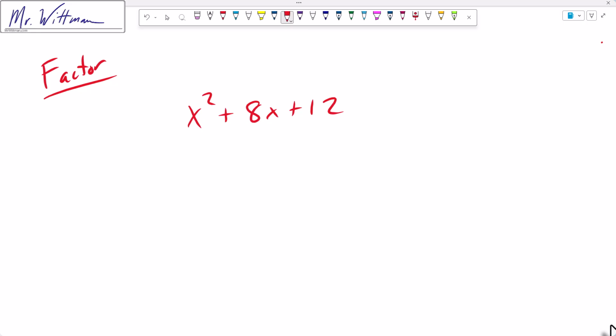So how in the world are we going to do this? Our goal is to get a product of two linear binomial factors. This has to be x and x. Why does it have to be x and x? Because when we multiply these out, we get x squared, and we got 1x squared.